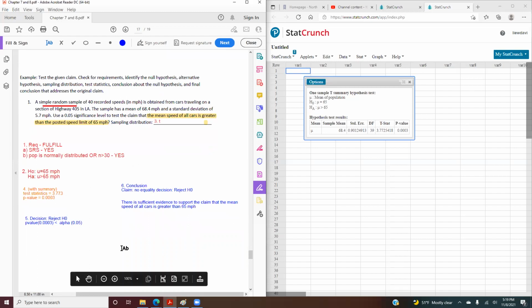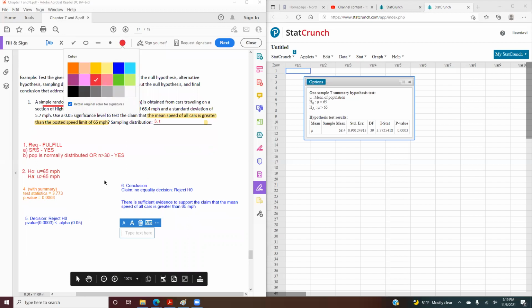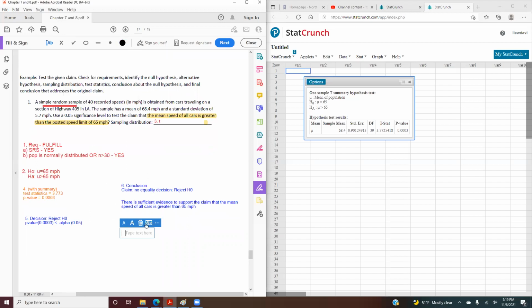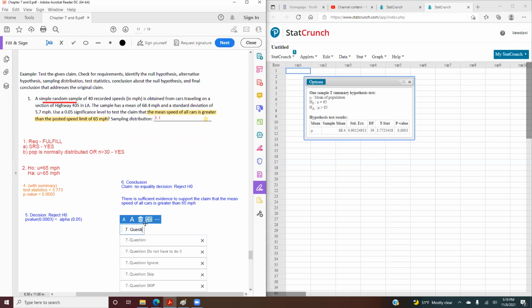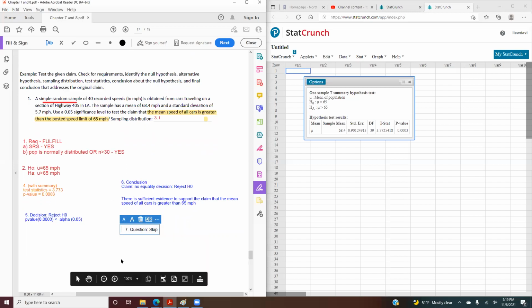Questions? This question has no number 7, so you can skip number 7 here, because this question doesn't have a question. Anyone? Good. Questions for me? Very similar to 8.2, right? A little bit different, but pretty much the same 7 steps.